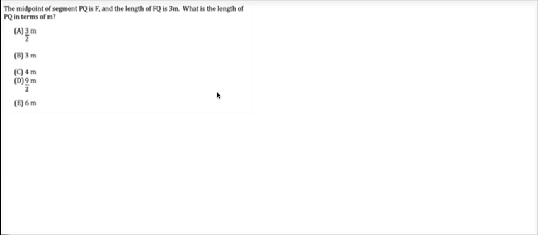The midpoint of segment PQ is F, and the length of FQ is 3M. What is the length of PQ in terms of M?